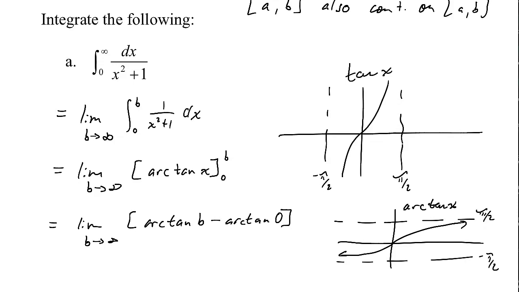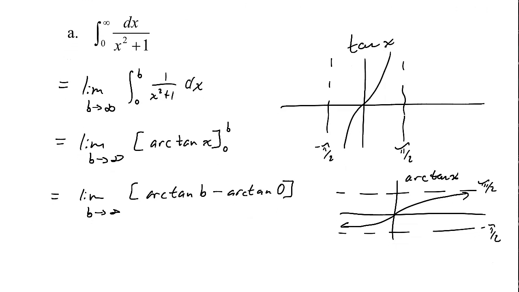So what that means for this part is now if I evaluate my limit, if I throw an infinity for that b, arctangent as it approaches infinity, going out this direction forever, will approach positive pi over 2. And arctangent of 0 is right there. That is also 0. So pi over 2 minus 0 is my answer. So just pi over 2.